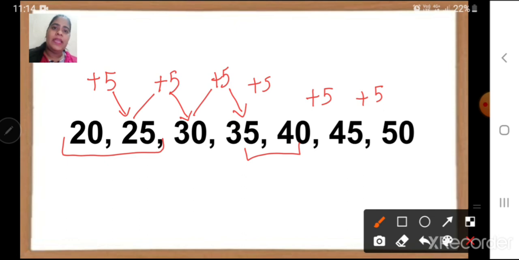So the pattern can be anything. It can be in subtraction also, it can be minus also, it can be addition also, okay? So whenever we see a pattern, the first important thing is observation. You have to observe what the pattern is, and then you have to follow the pattern, okay?